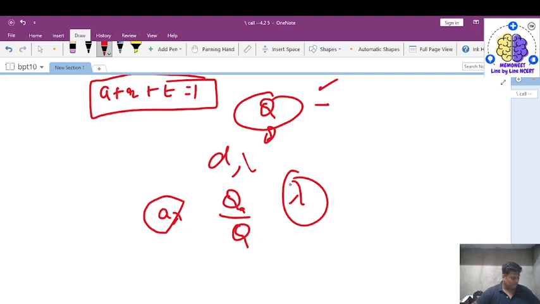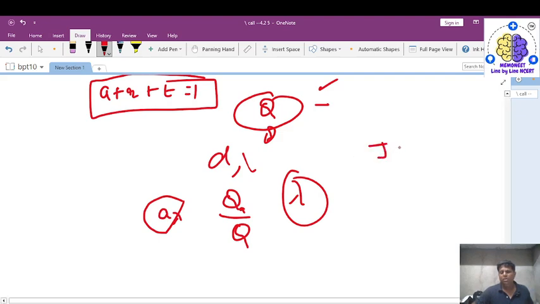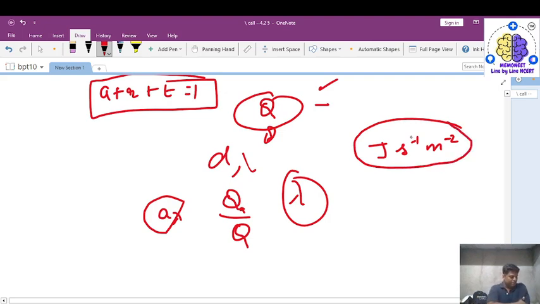Now, what is emissive power? The emissive power of a body at a given temperature, for a given wavelength, is defined as the amount of radiant energy emitted per unit time per unit surface area of the body within a unit wavelength, right? What amount of energy is emitted per unit area per unit time is known as emissive power. So energy is joule, per unit time is second, per unit area is meter squared. So this will be the unit of emissive power, right?